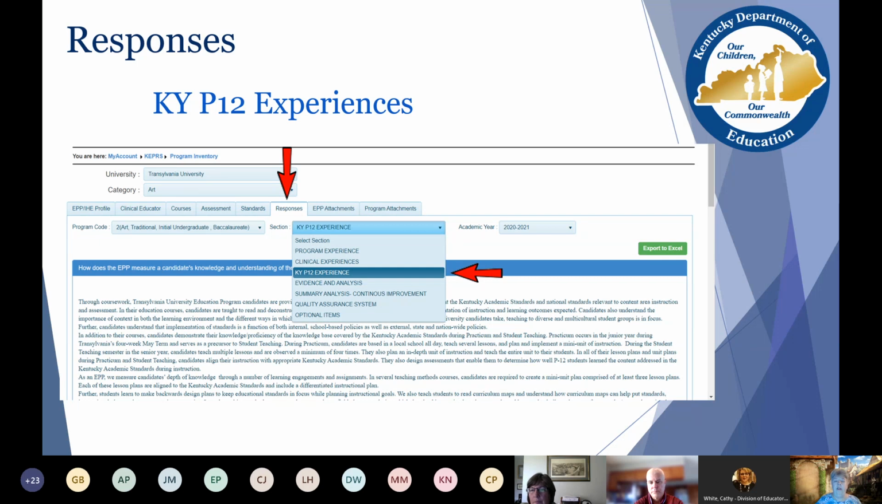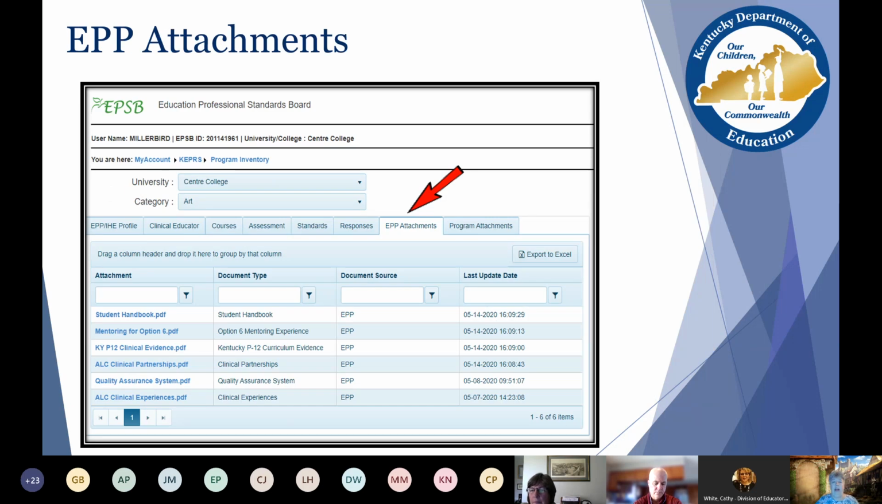The next to last tab is the EPP Attachments. This tab contains documents that apply to the EPP and may not be program specific. The EPP attachments may include sample partnership agreements, student handbooks, teacher education handbooks, general policies that apply to the majority, if not all, of the preparation programs.